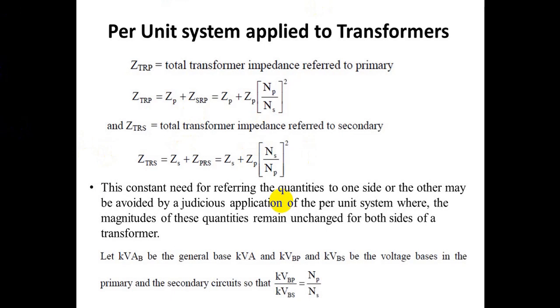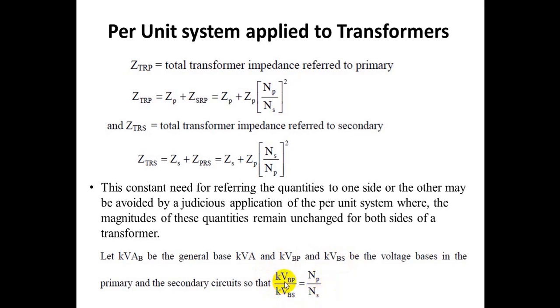It can be simply overcome by using the per unit system, because in the per unit system the magnitude of these quantities remains unchanged whether we solve the system from the primary side or from the secondary side. Let's see how this system works. Let kVA be the general base kVA, and kVBP and kVBS are the base voltages in the primary and secondary circuits. So kVBP over kVBS is equal to Np over Ns.